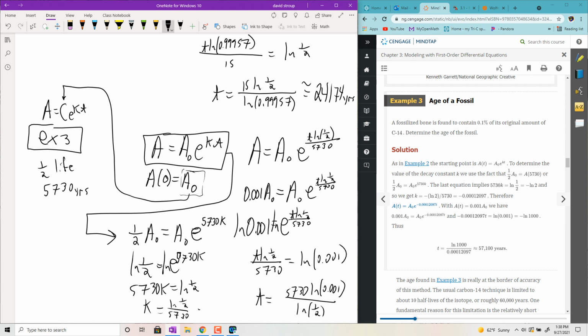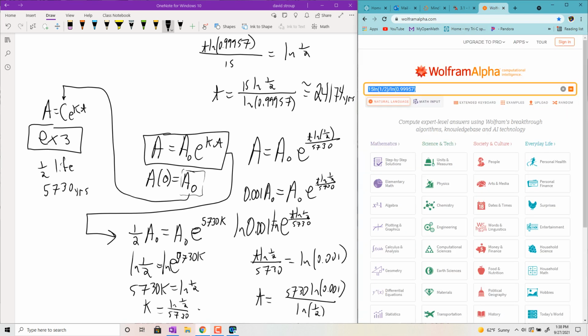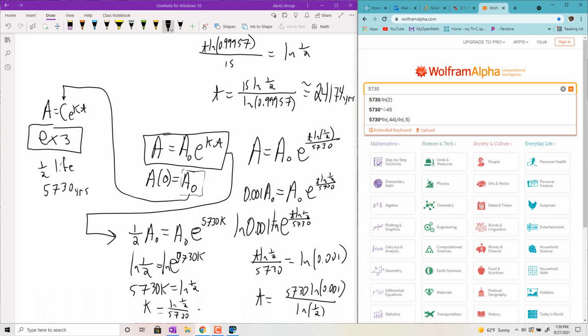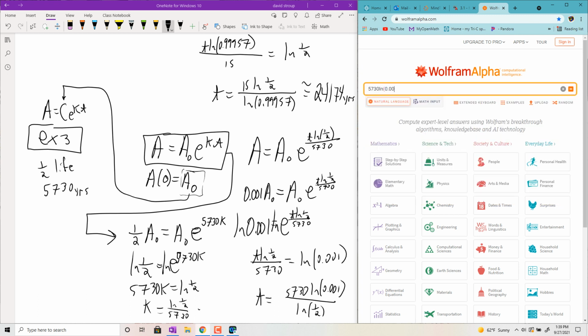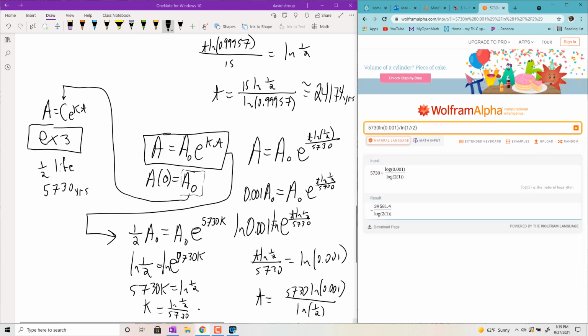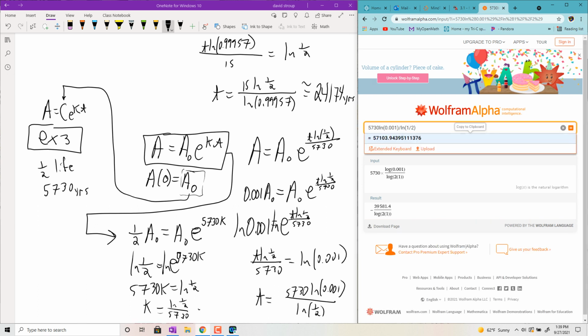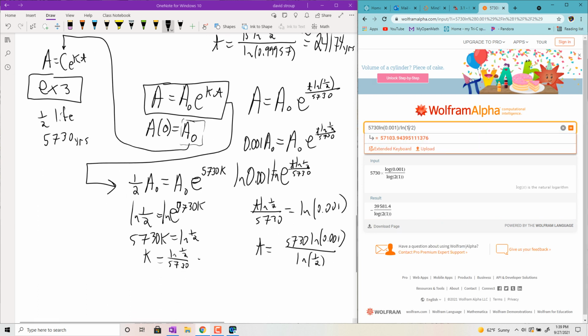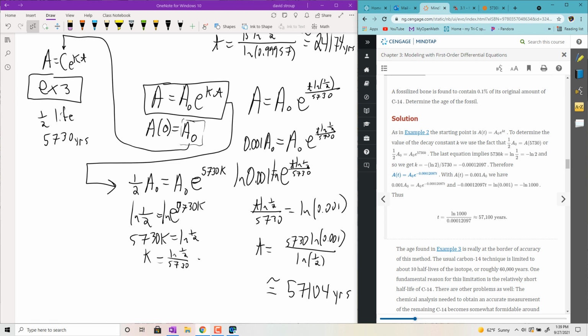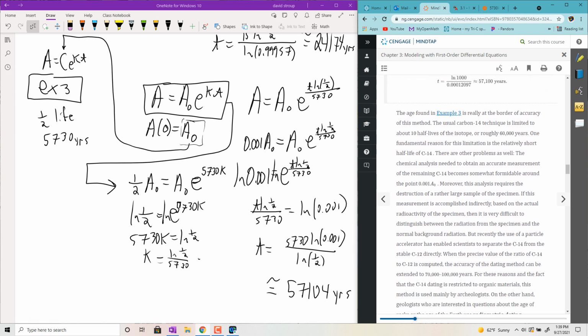Okay. Wolframize it. And it should give you the answer. Whoops, I put in too many fraction bars there. Didn't like that. So it looks like the object is 57,000 years old. 57,104 years to the nearest year. Let's see what their approximation is. About the same. Okay, great.